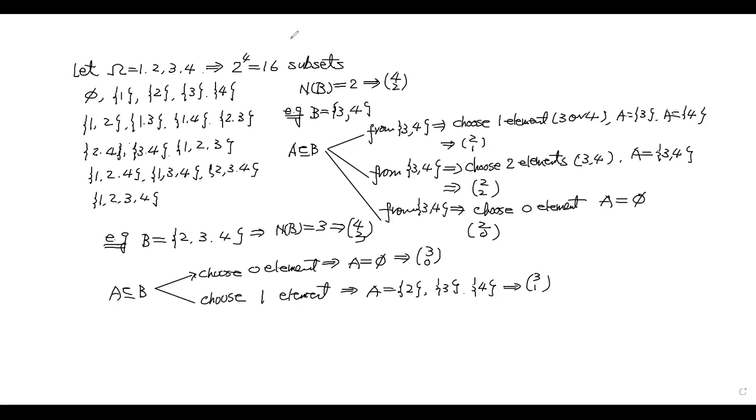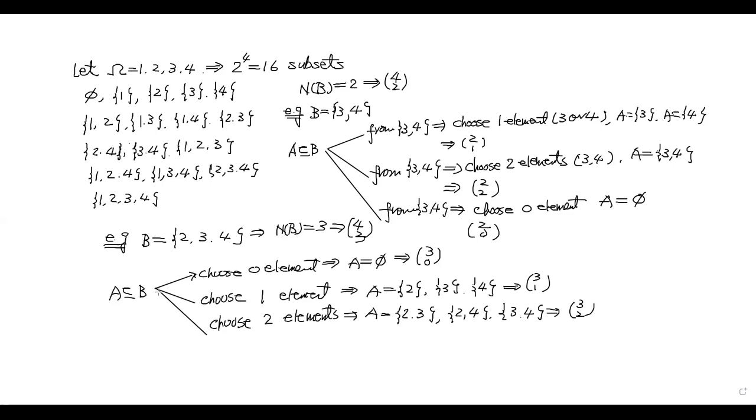3 take 0. This is 3 take 1. Okay, now the next thing. How about I choose 2 elements. They still will be subsets, right? So what could A be? A could be {2, 3}, A could be {2, 4}, and A could be {3, 4}, right? So this one is 3 choose 2.